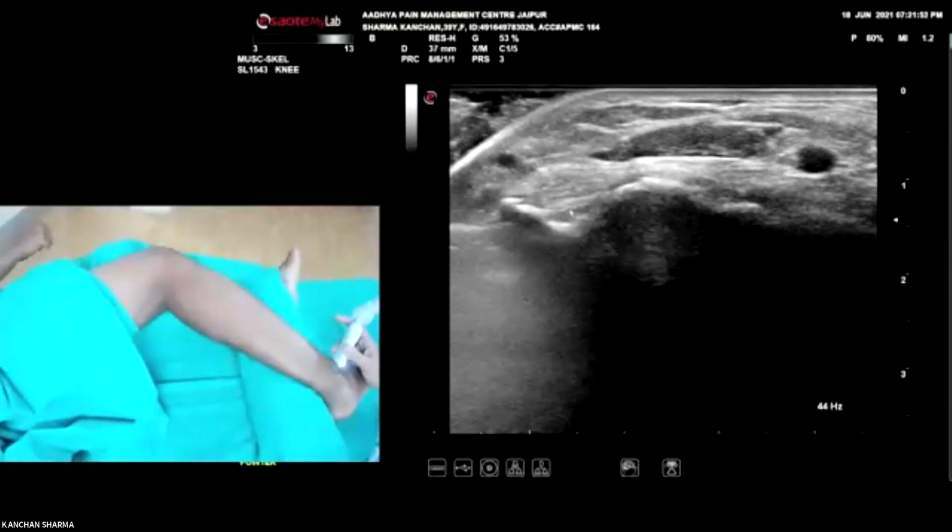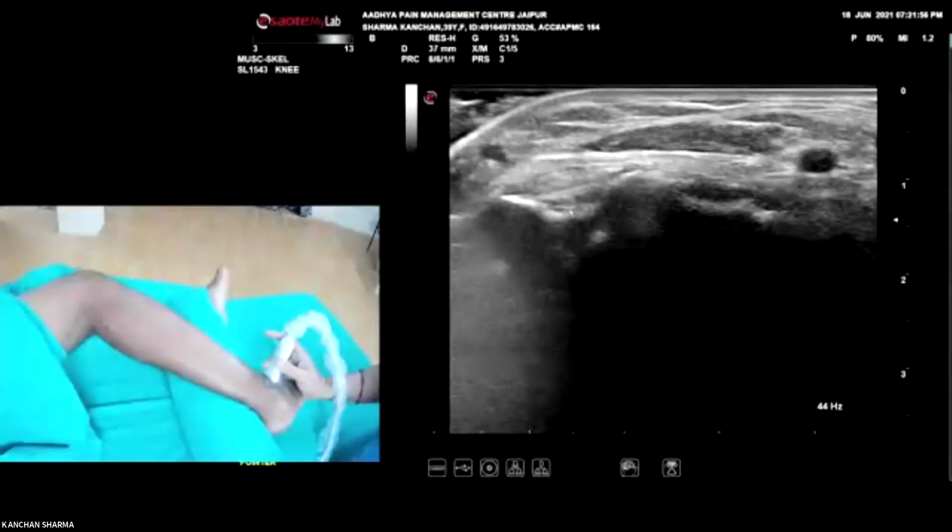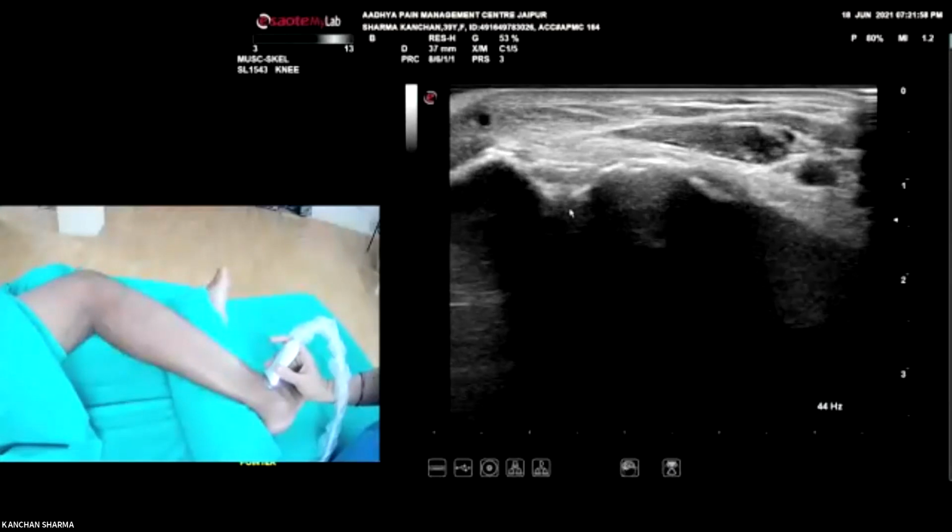Oh, camera. Okay, fine. The volunteer is telling me, ma'am, the camera is gone.